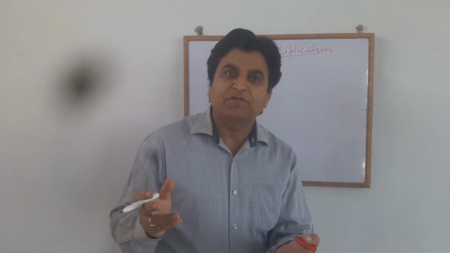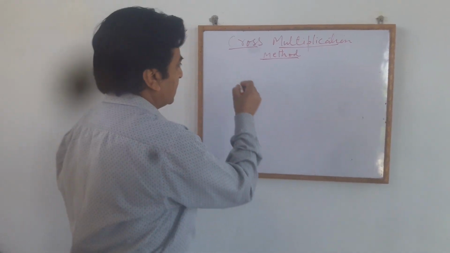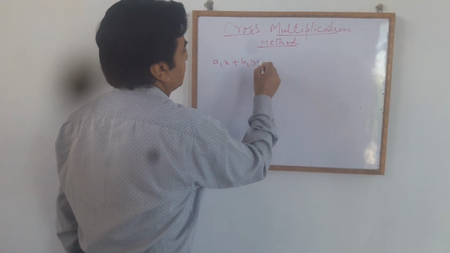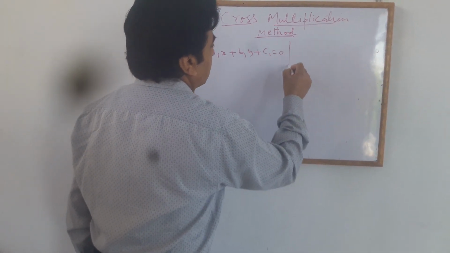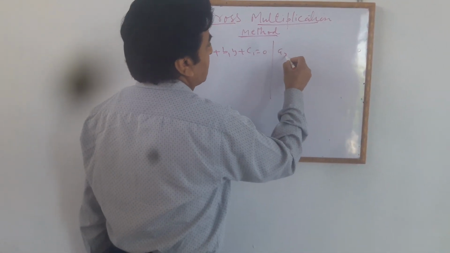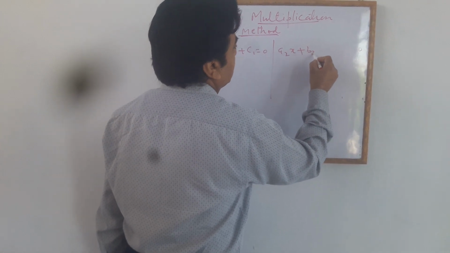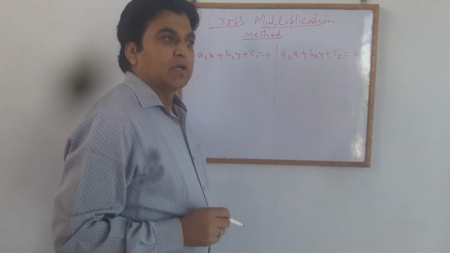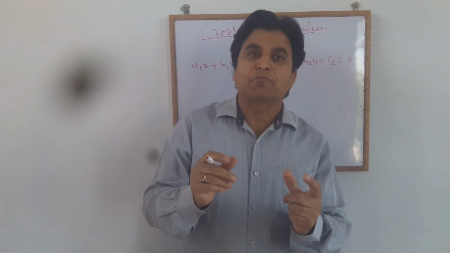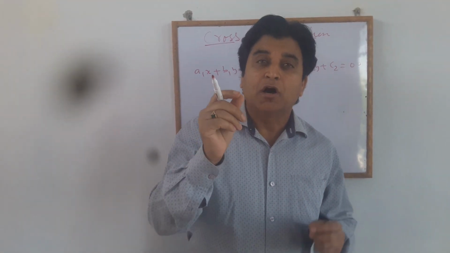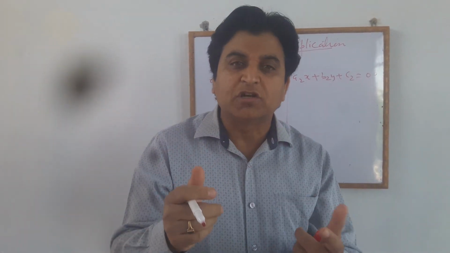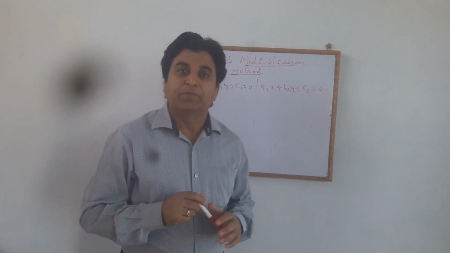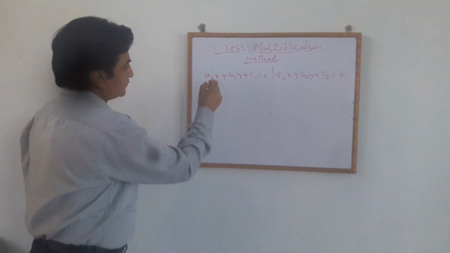We know the general form of linear equations in two variables: a1x plus b1y plus c1 equal to 0, and another is a2x plus b2y plus c2 equal to 0. Now the main thing in this formula is to derive the formula naturally, logically on your own, so that we can remember it for a long time. How to do? Let's come here.